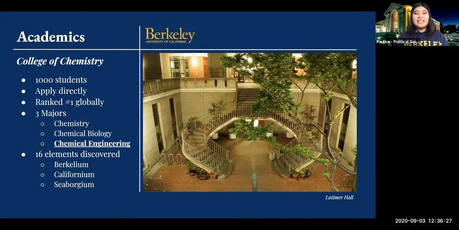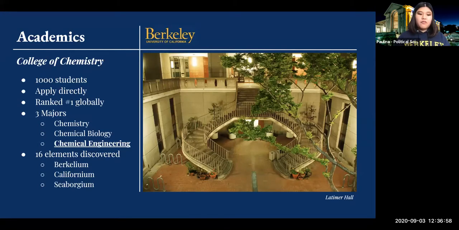We have an amazing College of Chemistry. As you can see, we have discovered 16 elements, the most of any college ever. These include things like berkelium, californium, seaborgium, named after some of our notable figures from Cal. There are 3 majors, so we have chemistry, chemical biology, and then chemical engineering, which is the important one to know if you are interested in chemical engineering.